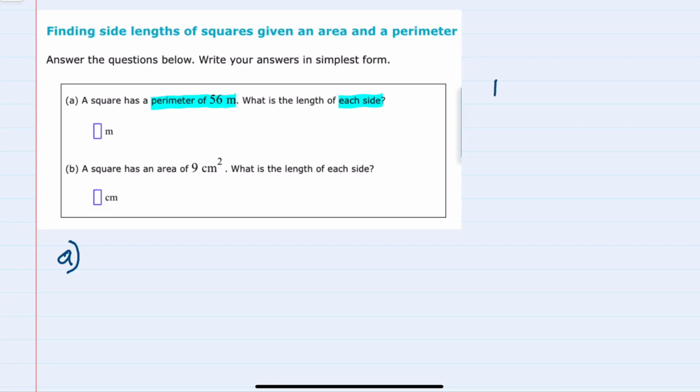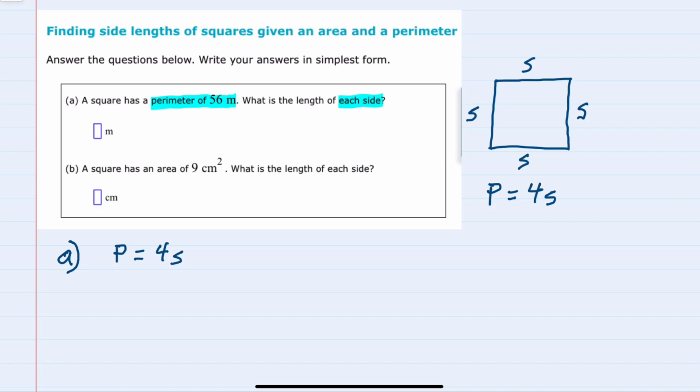So we'll start by recalling that for a square, each side is the same length, so the perimeter of a square would just be adding up those lengths. So s plus s plus s plus s. The perimeter is 4s. And I'll start by just writing that formula. And in question A, we're told that the perimeter is 56 meters. So we can replace that P with 56. And then on the right-hand side, we still have our 4s.